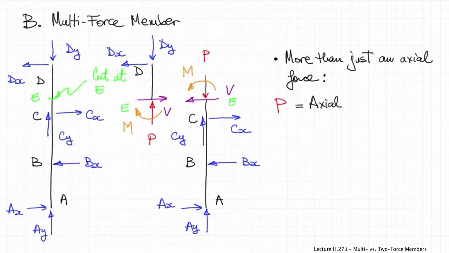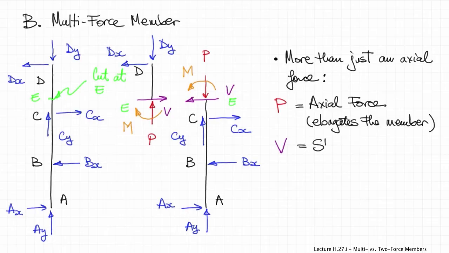P is the axial force. It's the same as before for straight two-force members. It has the same physical meaning, and its effect on the member is that it elongates the member. It makes the member become shorter or longer, depending on its sign.